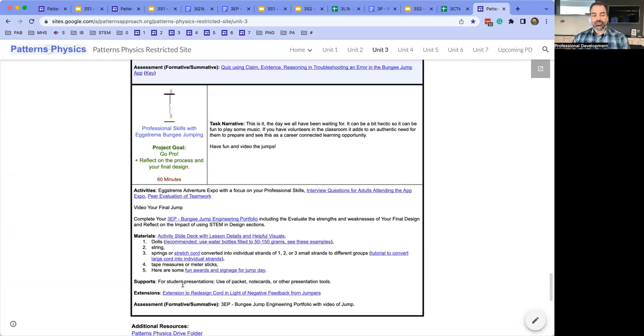If you do go into a second day for it and some students need an extension, there is a redesign where, in light of a lot of ankle injuries, they have to redesign their jump cord, and that just gives you time to work with students that need more teacher attention. So that is our short overview of Unit 3.